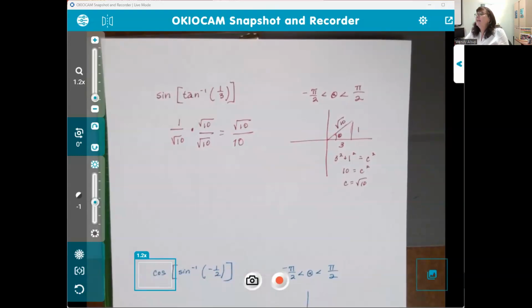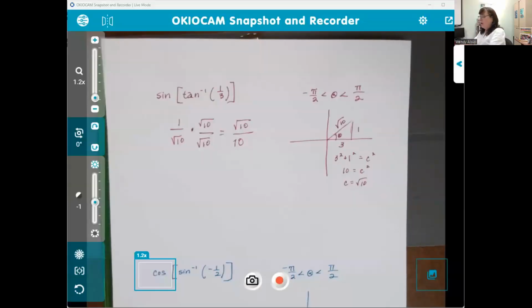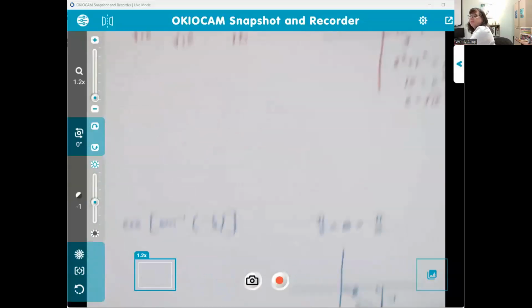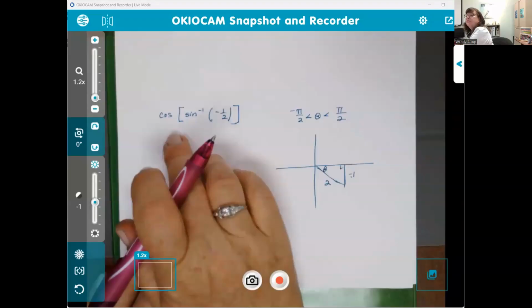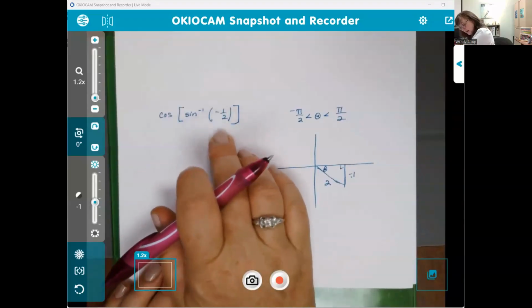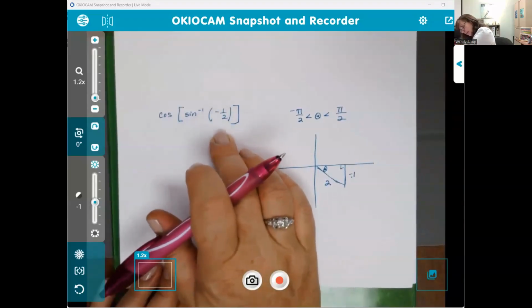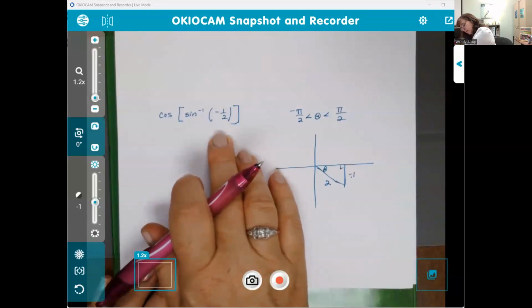All right, the next one they gave us was the cosine of the inverse sine of -1/2. The inverse sine of -1/2.